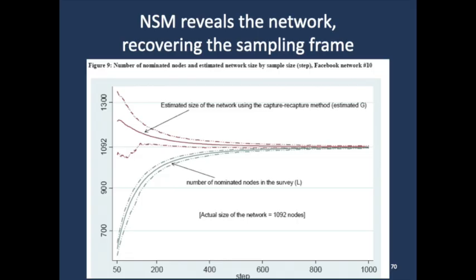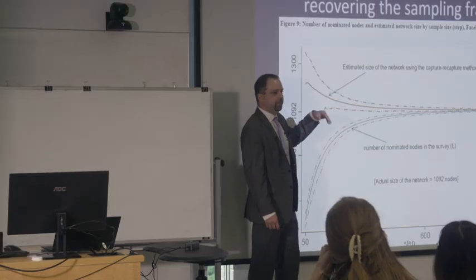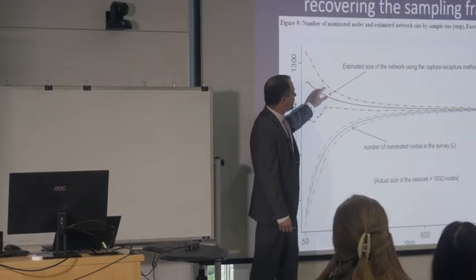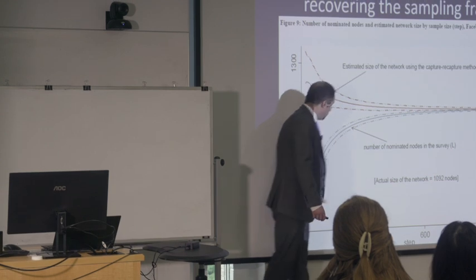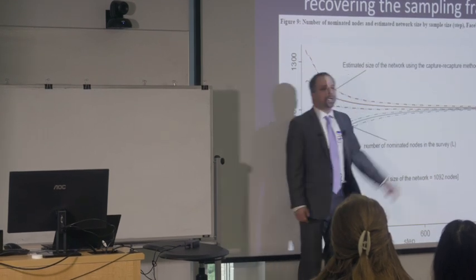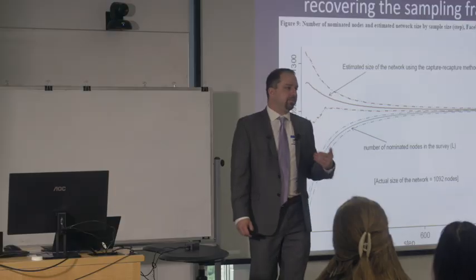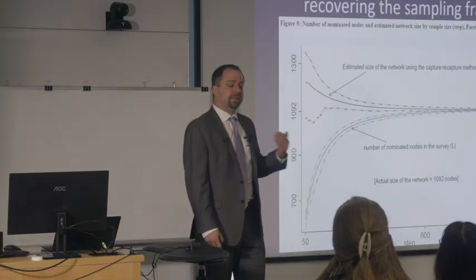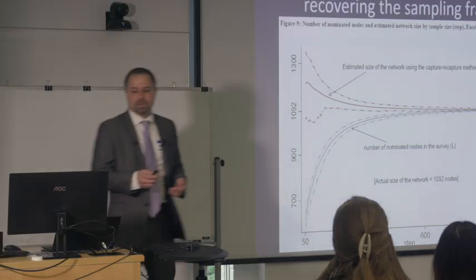The idea here is that as you move through the network, you can come up with an estimated size of the network using a capture-recapture method, like number of people on the list who are nominated one time over the number of people on the list overall, or vice versa. And you can look at the number of nominated nodes you have. And those two properties converge, and we think that that offers a good stopping rule for when you can end sampling and feel pretty confident about your results.